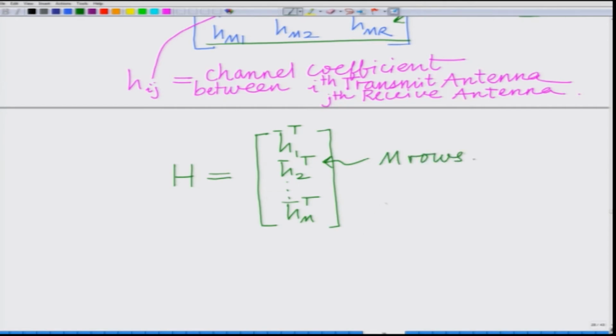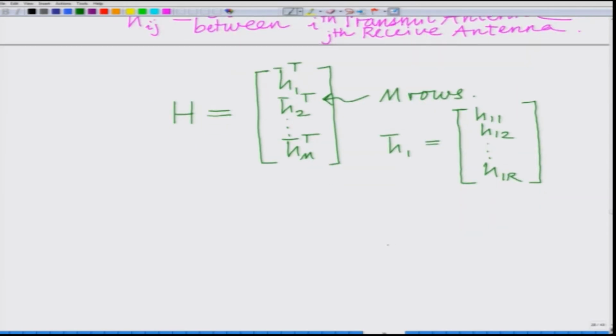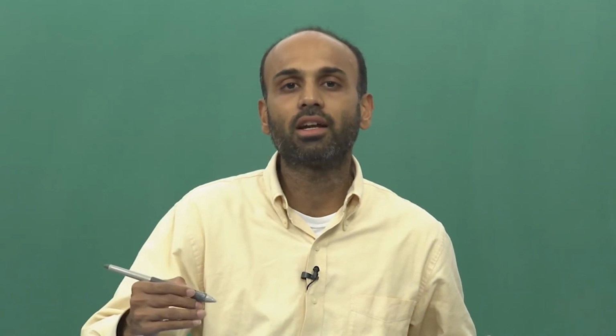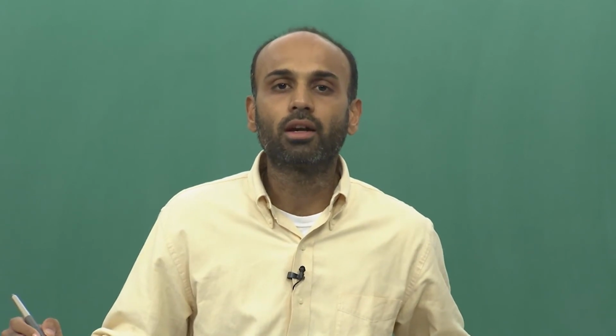For example, H1 bar, from our definition, is H11, H12, up to H1r, naturally of size r, and so on. So, this is H1 bar. Similarly, one can define H2 bar, H3 bar up to HM bar. So, the matrix H, which is m cross r, is the collection of m rows: H1 bar transpose, H2 bar transpose, and so on up to HM bar transpose, alright.